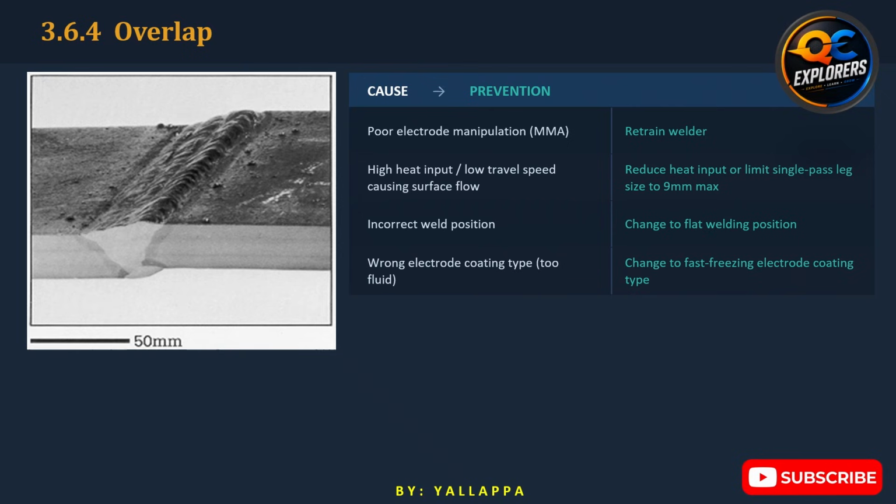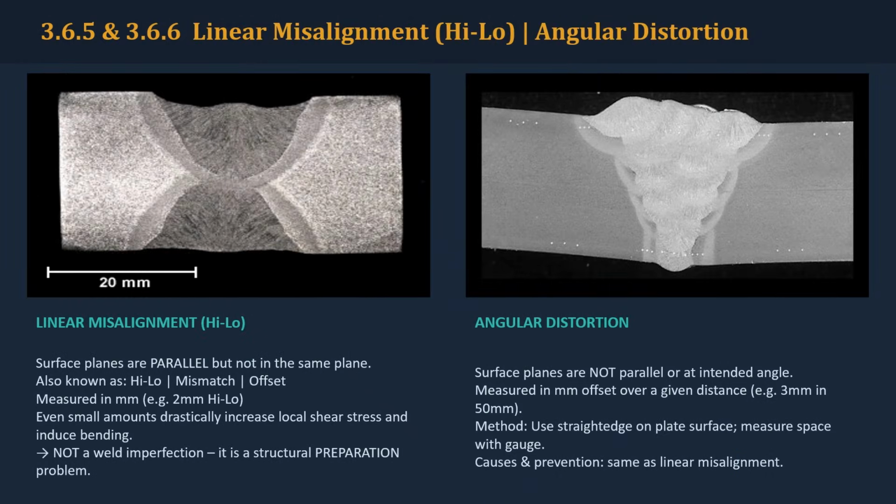So when examining a fillet weld, don't focus only on leg length or throat. Look carefully at the transition between weld metal and parent material. The toe should form an appropriate, properly fused transition. This slide addresses two-dimensional conditions, linear misalignment, commonly called high-low, and angular distortion.